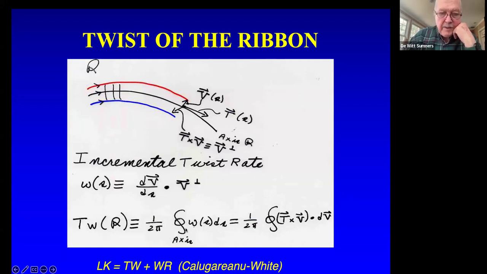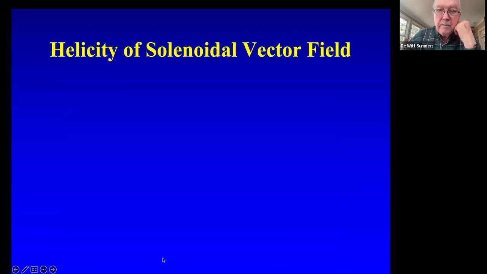And you do this line integral, and you get a real number, and this is the writhe of the curve. And it turns out that the linking number is a famous theorem of Calugareanu and White, that the linking number of the center line and the push off here is the twist plus the writhe. So this topological invariant is the sum of two geometric invariants. They change as the thing moves around, but the linking number stays the same.